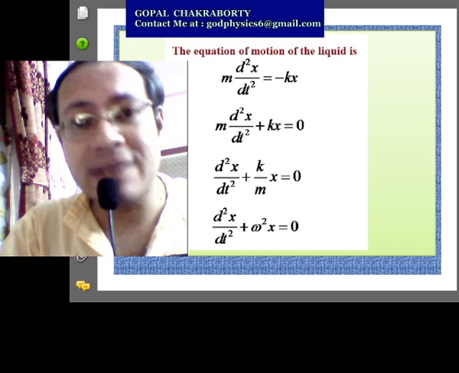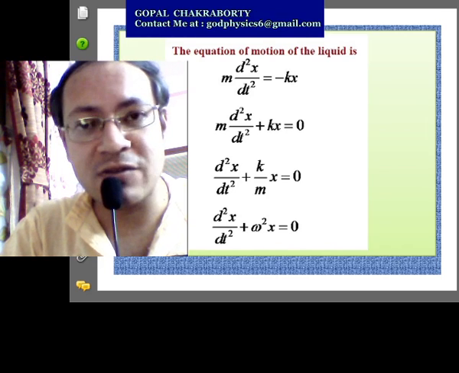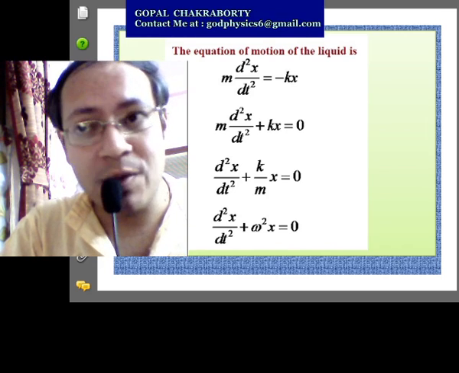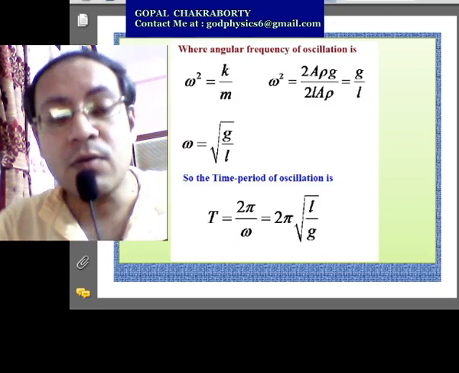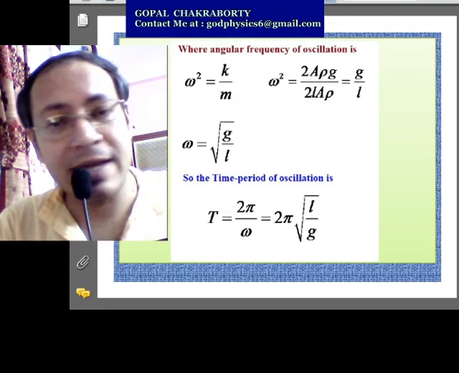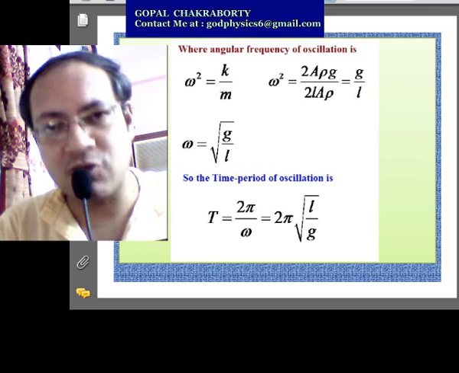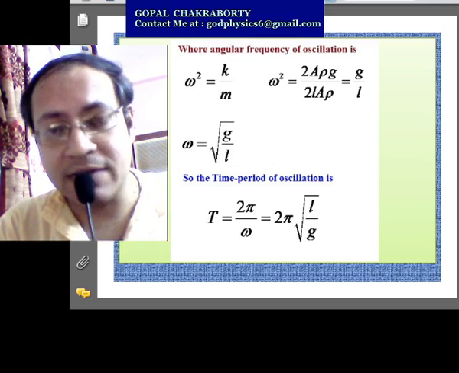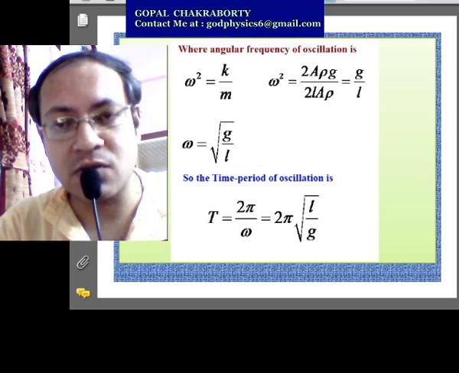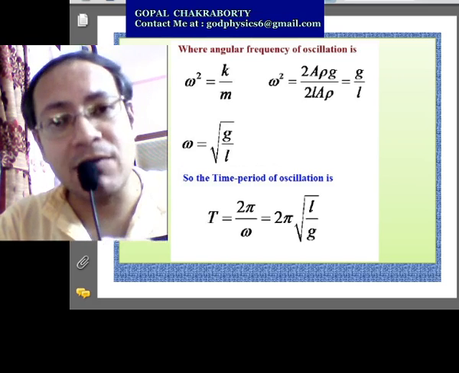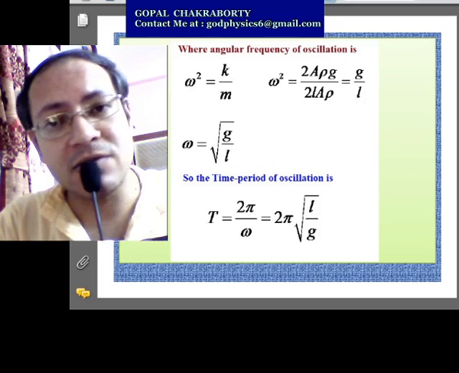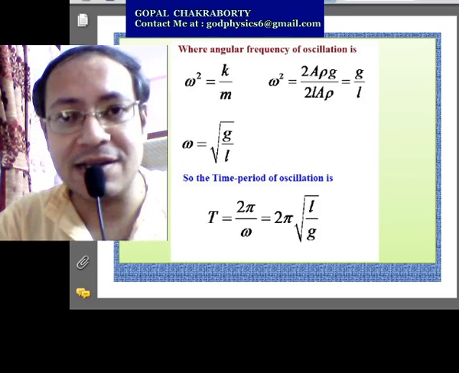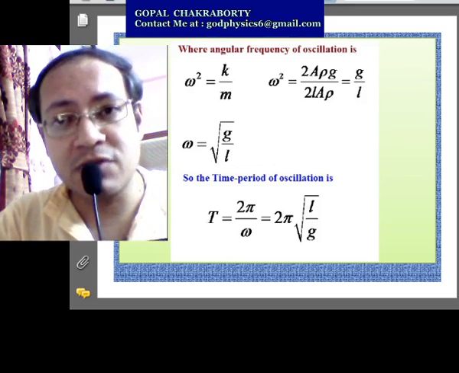So omega square is k by m, where k is the restoring force constant and m is the mass of the whole liquid. Now if we substitute the value of k and m from the previous equation, we get omega square equals g by L. So omega equals under root g by L. So the angular frequency of oscillation, omega, equals under root g by L, where g is the acceleration due to gravity and L is the height of the liquid column.